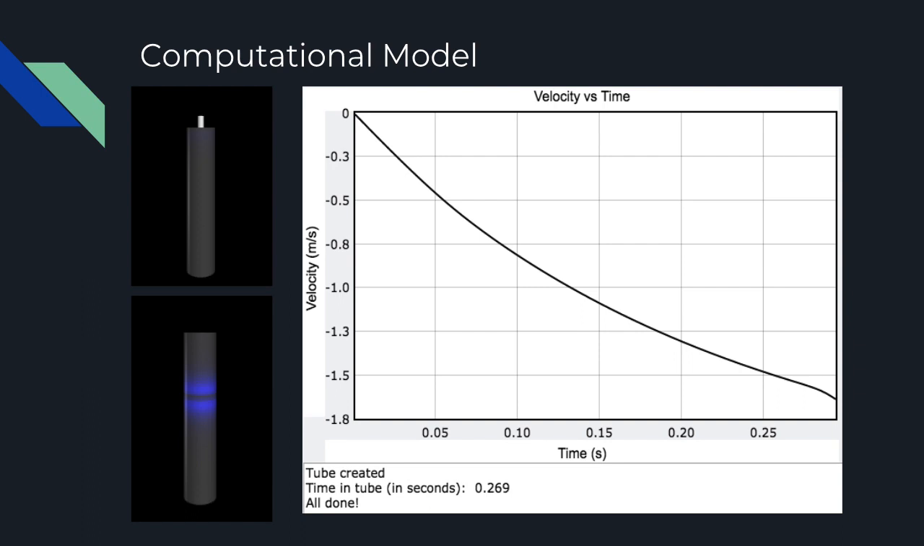To the left is a screenshot of the magnet before it falls through the tube, and beneath that is the magnet as it's falling through the tube, and that blue ring around it is showing the direction of the induced current. The graph to the right shows how the velocity of the magnet changes over time as it's falling through the tube.